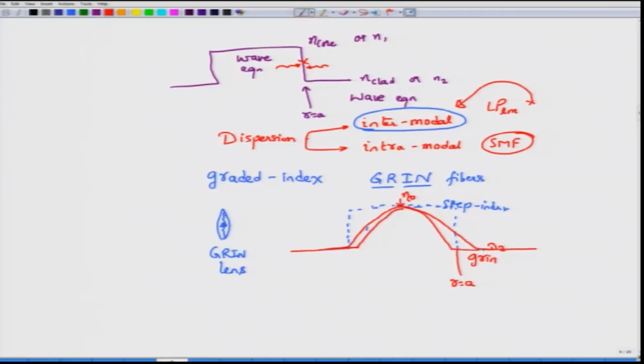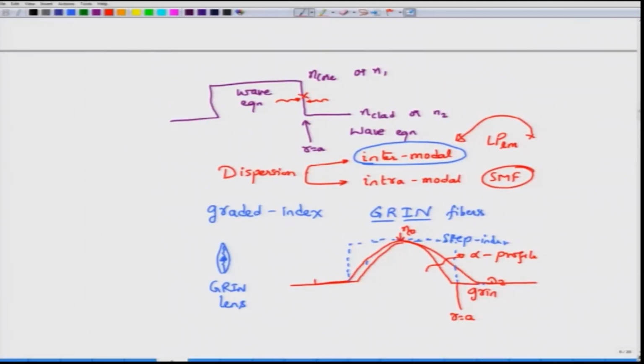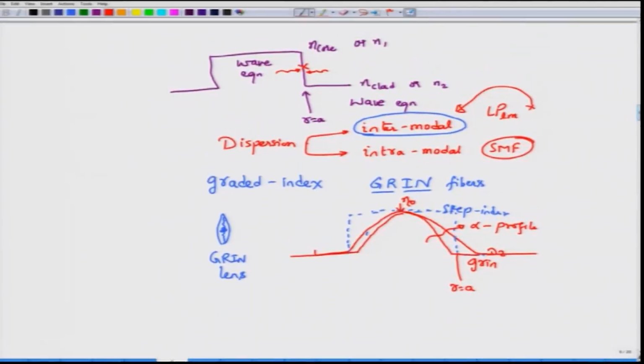For example, this is one way of falling off, and these different rates of fall off are captured by what is called the grading profile, which unfortunately uses the same letter alpha that we have used for attenuation as well. Please forgive that, because this use of alpha is fairly standard in the fiber optic literature. So, we are going to use the symbol alpha to denote the grading profile. Hopefully, the context will make it clear which one we are talking about.